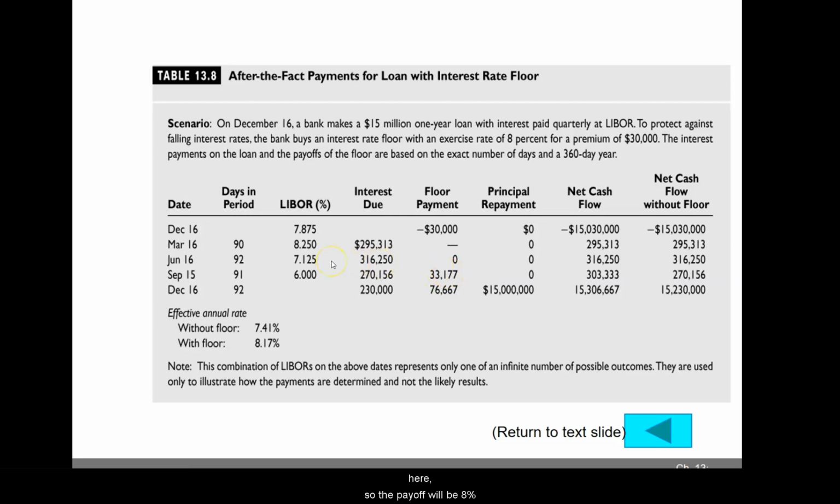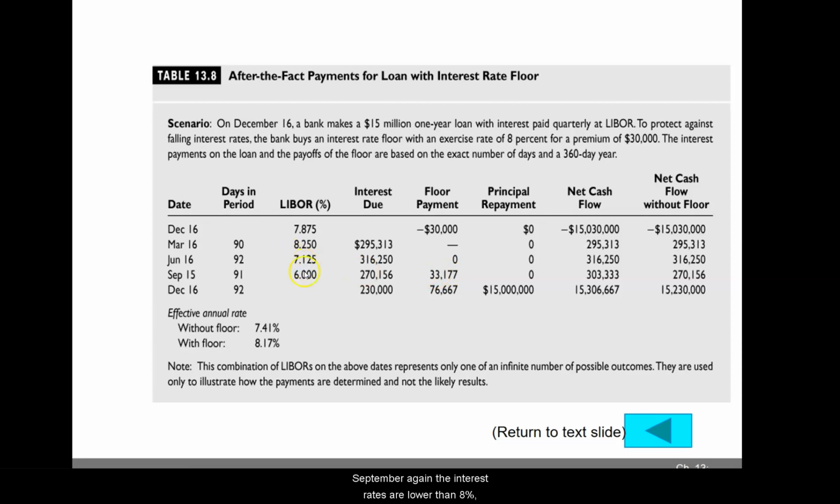So the payoff will be 8% minus 7.125% multiplied into actual day, that is 91, divided by 360 multiplied by 15 million, and that is 33,177. So here we are using the actual day 91 for the third quarter to estimate the payoff from the second floorlet.